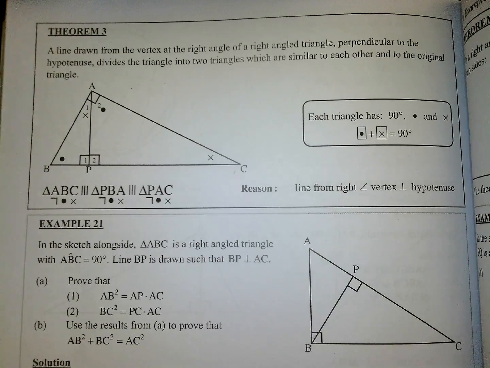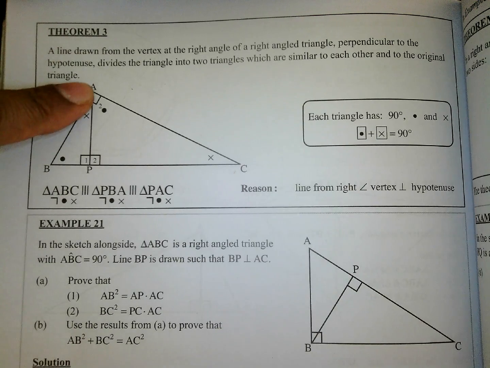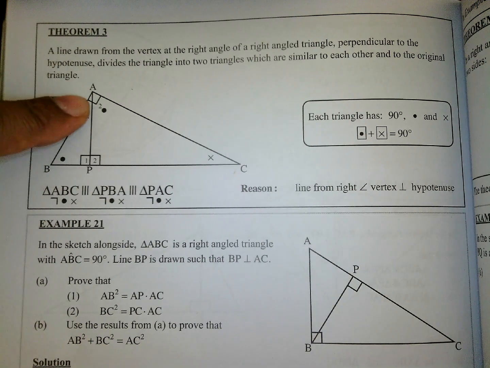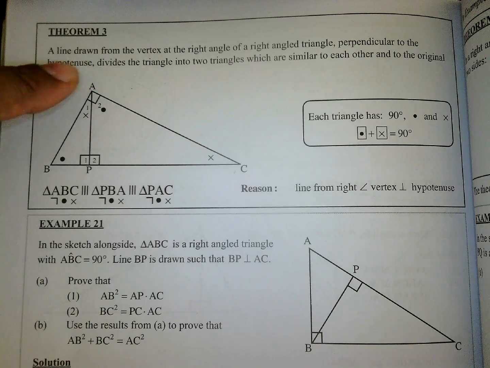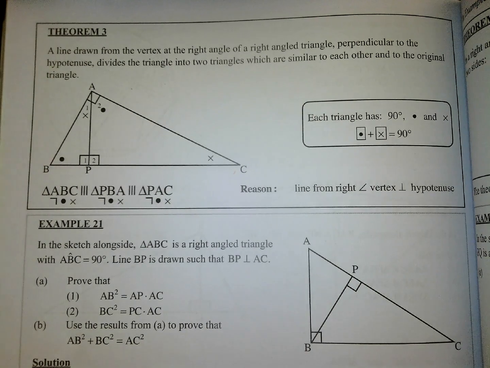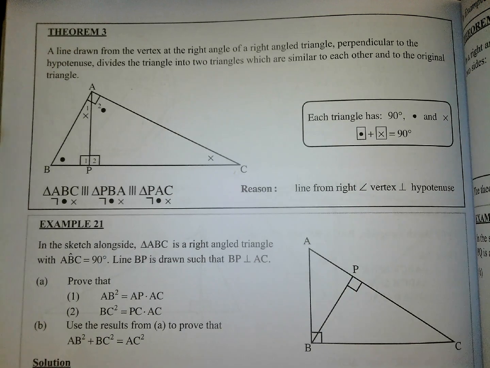Now, the definition states that a line drawn from the vertex, remember your vertex is going to be point A, so the vertex is going to be your top point, at the right angle of a right angle triangle, right? So right angle triangle of A, B, and C. Then it says perpendicular to the hypotenuse side. So remember, your hypotenuse side is opposite to the 90-degree angle, right?